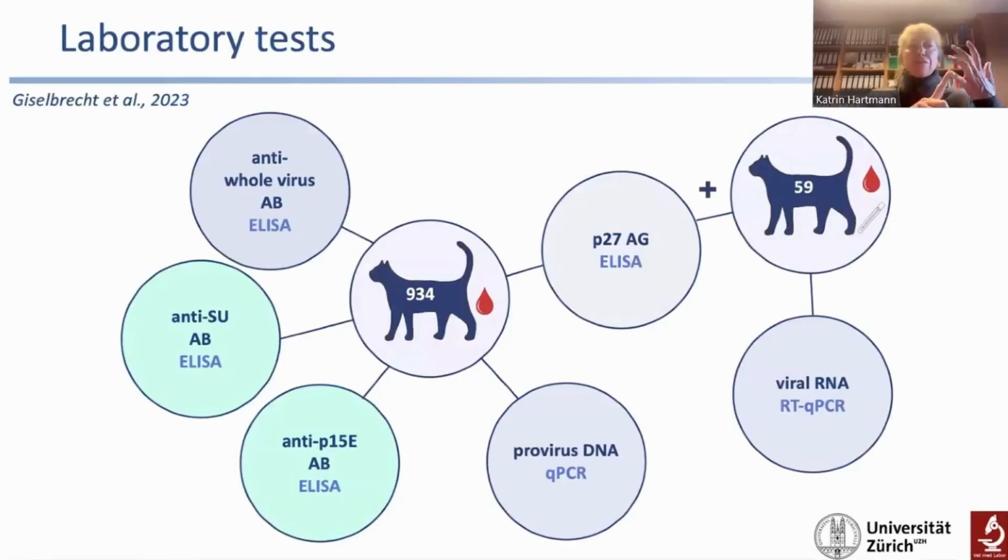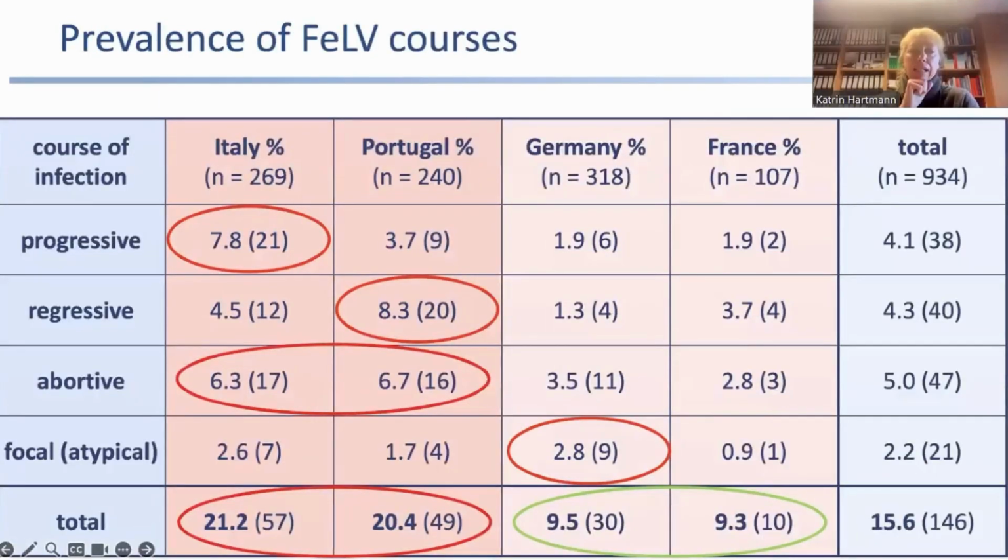And we looked for different antibodies. We looked for antigen. We looked for provirus by PCR. And also for viral shedding. And what we could find is the following. This is our results. You see here progressive infection. Those are FeLV infections. Those are the ones that have antigen in their blood. They are shedding. They are infectious to others, and they will usually or commonly develop FeLV associated diseases. And that is not that high if you look at this. But there's also regressive and abortive and also focal infection.